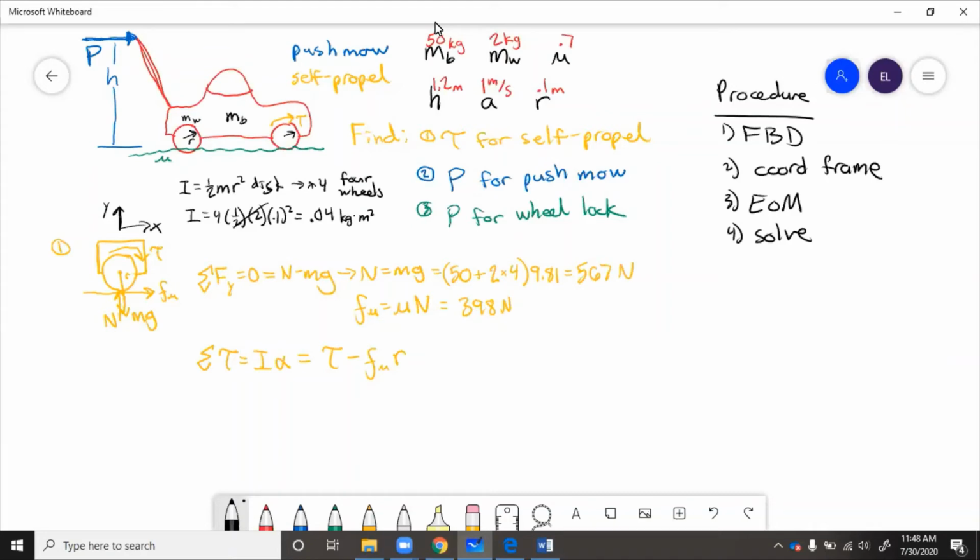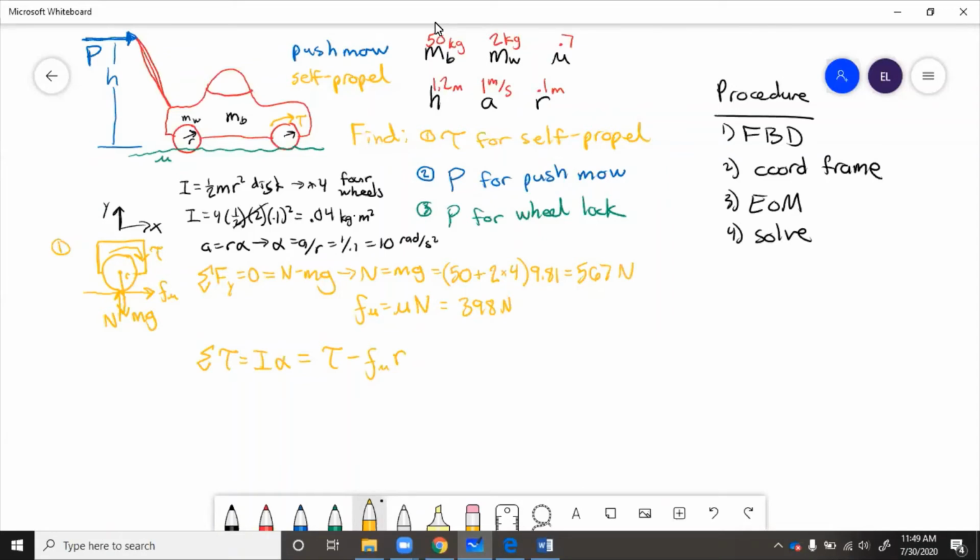Now the angular acceleration, we know a equals R times alpha. So if a is given, then we can get alpha equals a over R equals 1 over 0.1 equals 10 radians per second squared. So now we can plug those things back into down here.